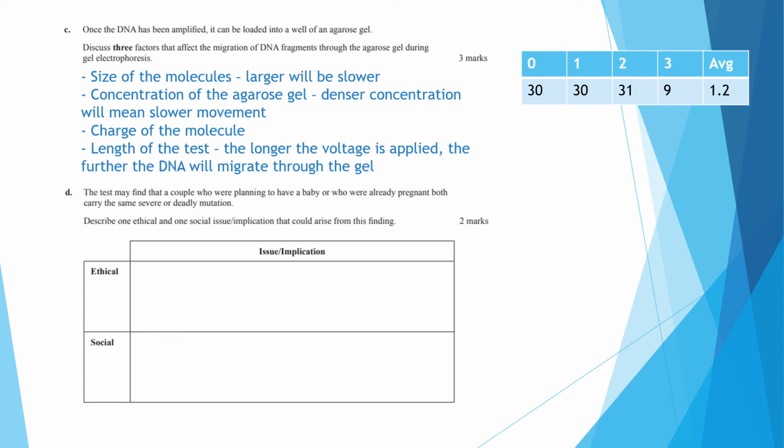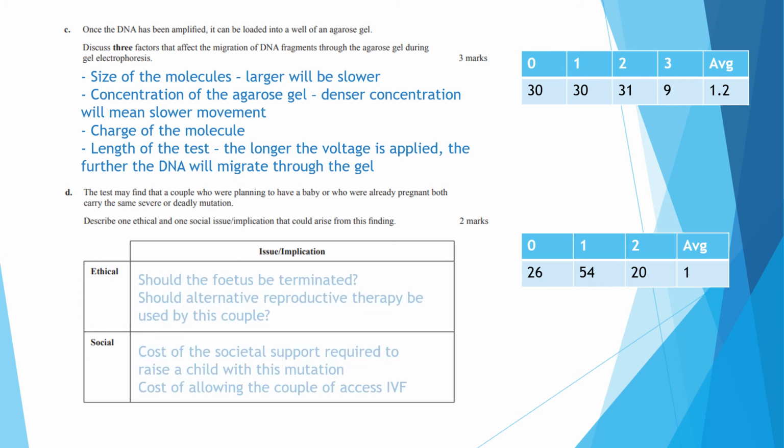Part D asks you to describe one ethical and one social issue that could arise from finding out if a couple has the same severe or deadly mutation, and here are a couple of sample answers.